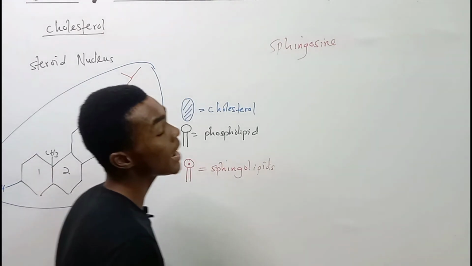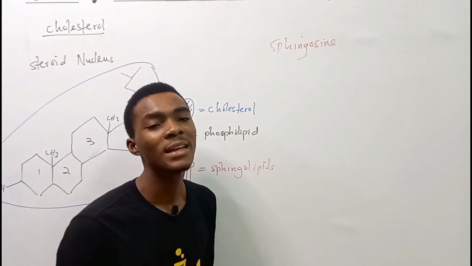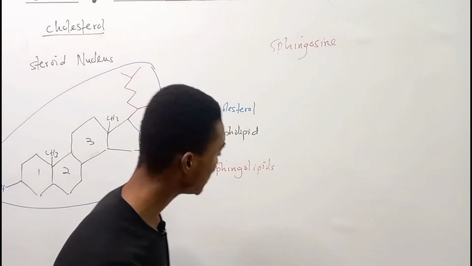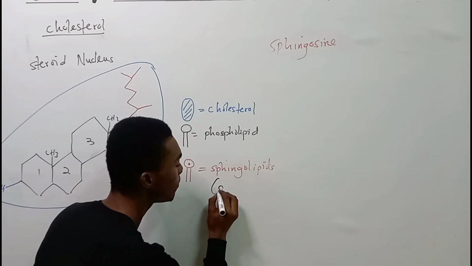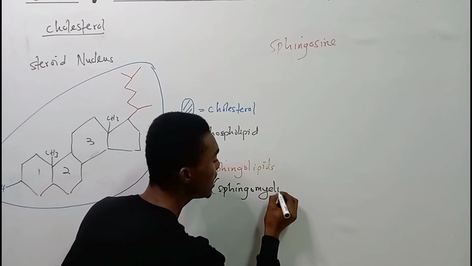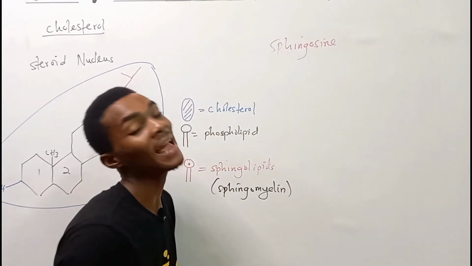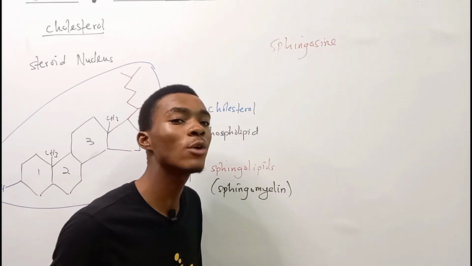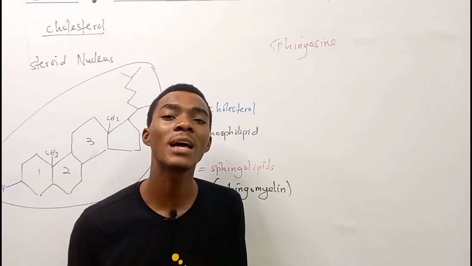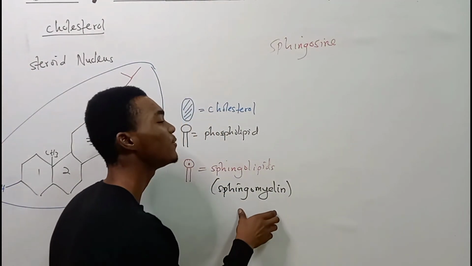But there is one thing to talk about with sphingolipids. The sphingolipid types in cell membranes are quite a lot. But the commonest type found in there is what we call sphingomyelin. It's the commonest type of sphingolipid in the cell membrane structure. Even though there are other types of sphingolipids found in some cell membranes, like gangliosides, cerebrosides, globosides and all that, the most common type of sphingolipid that can be found in cell membranes, especially in neurons, is what we call sphingomyelin.